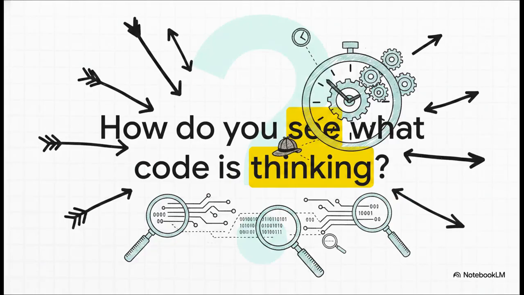So, how do you see what code is actually thinking? A computer executes instructions in literal milliseconds, right? It makes it seem like pure magic. But what if we could slow time down? What if we could pause the machine and basically spy on exactly what the computer is thinking at any given microsecond? Well, that is exactly what computational thinking allows us to do. We're going to become digital detectives today, dissecting the hidden logic behind the software we use every day.